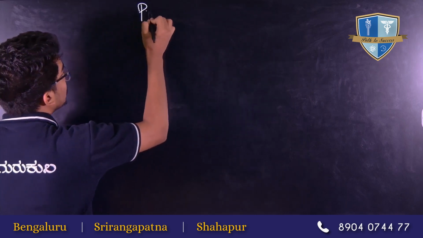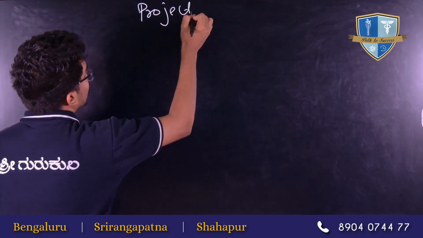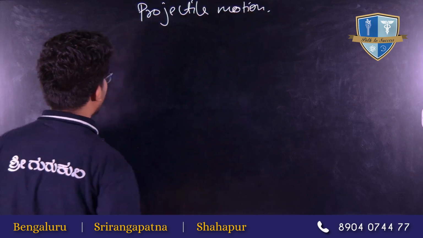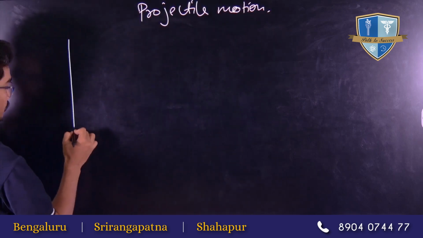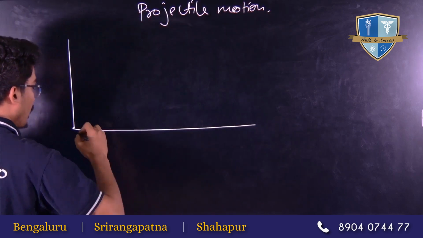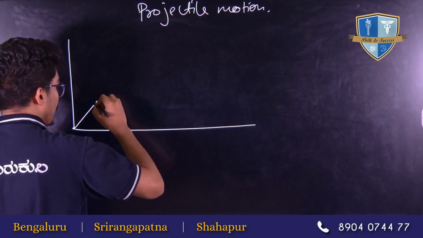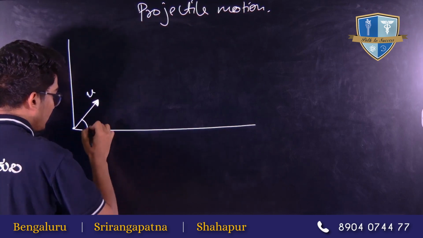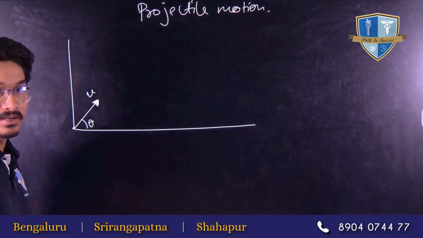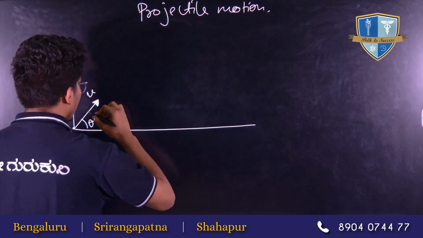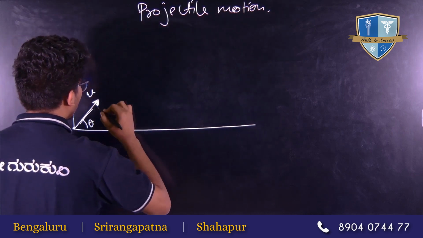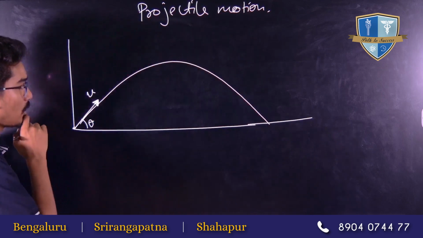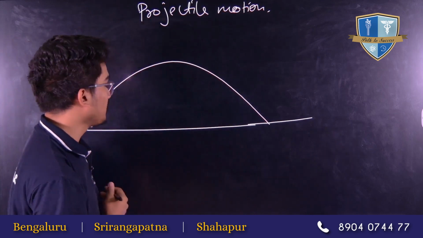Let's start with projectile motion, that is projectile at an angle theta. So this is our ground and we are giving an object velocity u at an angle theta. What path will it take? It will take a parabolic path, which we call projectile motion. Correct? So this is the parabolic path, which is the path of projectile motion.